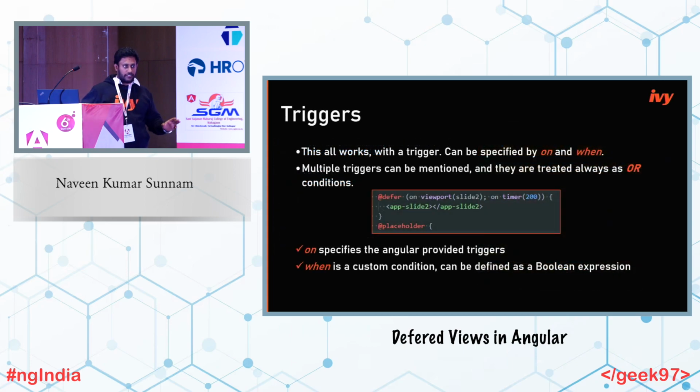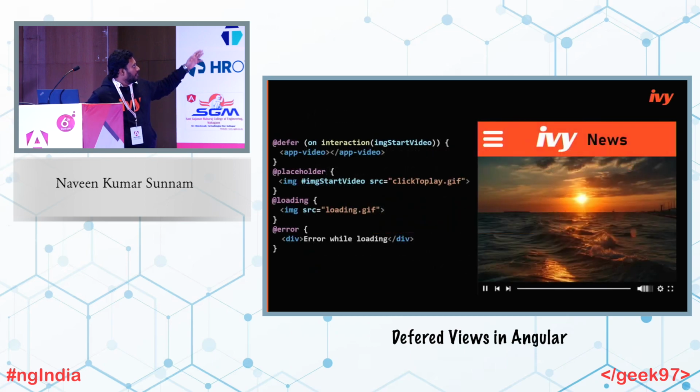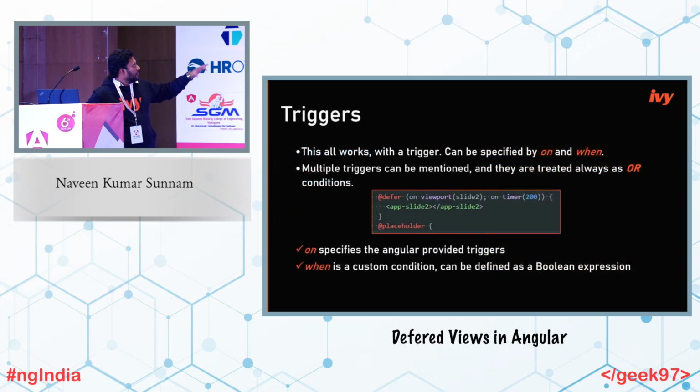So far we just read the definition. Now we need the triggers: what is going to trigger this, and when we can trigger this. There are two types of triggers. One we can specify with the on attribute, the other with the when attribute. I'll go with when first. When is a Boolean expression. Whenever it first evaluates to true, it will trigger the defer block, and after that any change to that expression will not impact this defer block. It triggered, that's all.